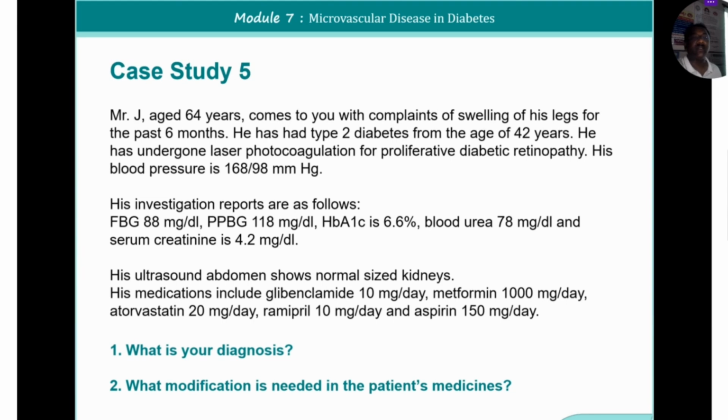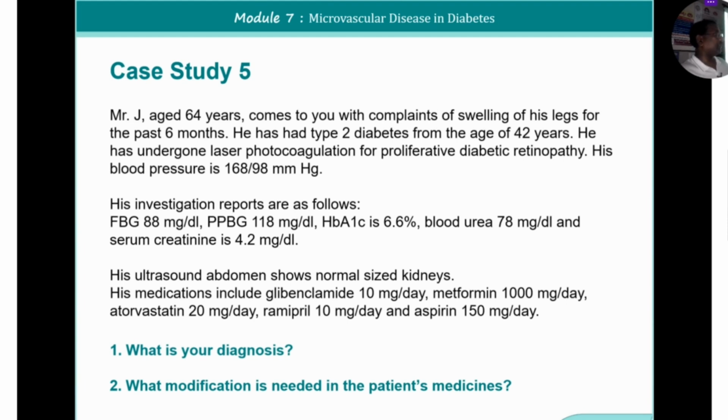Urea 78, creatinine 4.2. See, remember that in any uncontrolled diabetic, if recently you are seeing the normal blood sugars, always think of renal failure. Am I clear? So all these years, his blood sugars are very high. Now he is coming with the normal blood sugars. Okay, then what investigation you are supposed to write? Creatinine levels, urea, creatinine, to check whether the patient is in the DKD or not.